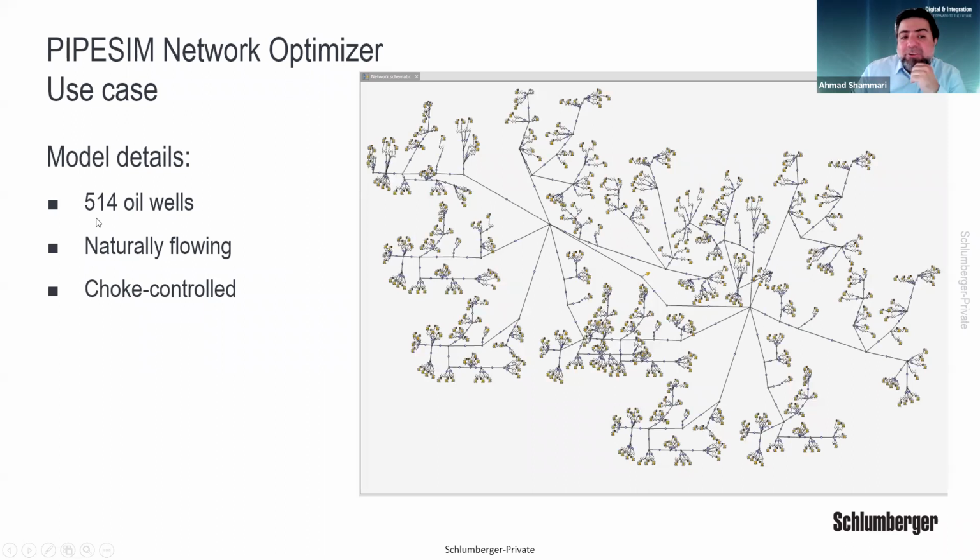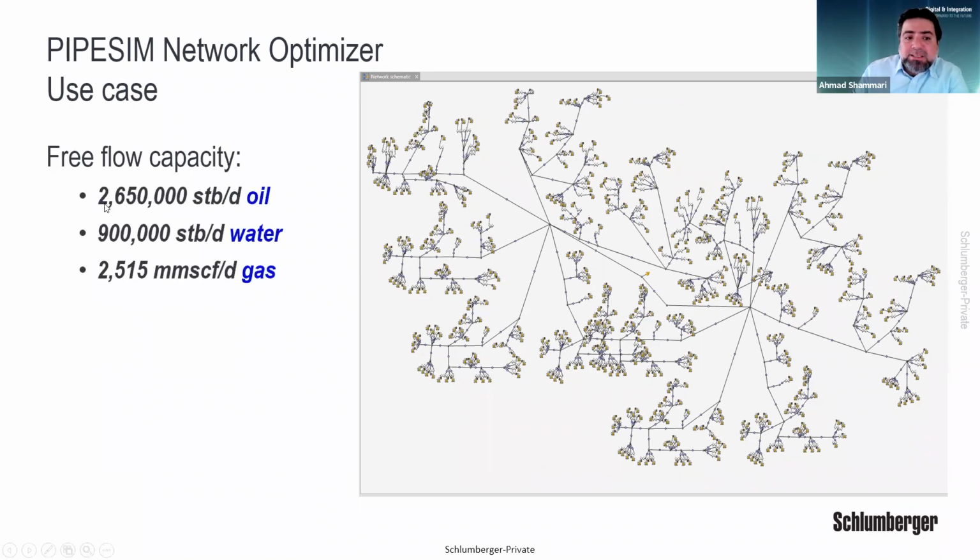It has more than 500 oil wells. This network is naturally flowing, all right, there is no artificial lift. Very strong reservoir. It's choke controlled, so all the wells are controlled by the surface choke. The free flow capacity, this big field is producing 2.65 million standard barrels per day of oil. It's also producing 900,000 barrels of water, and 2.5 million standard cubic feet per day.